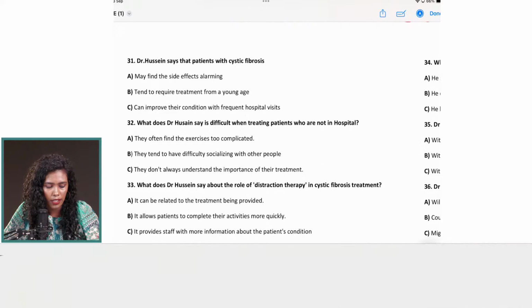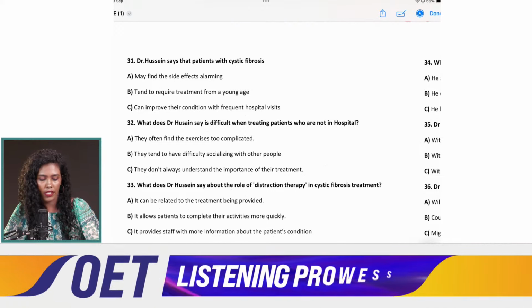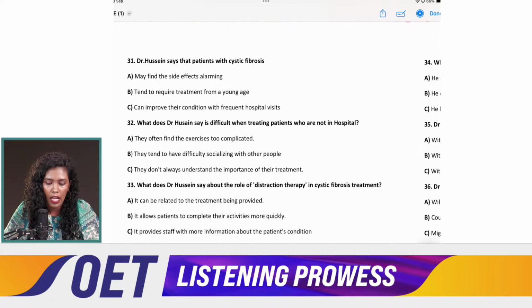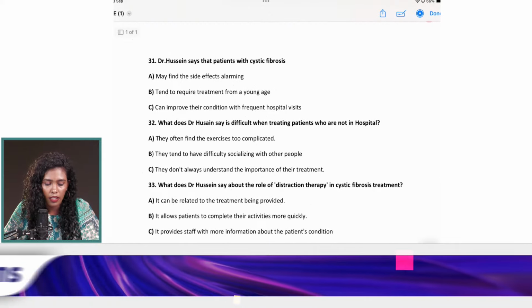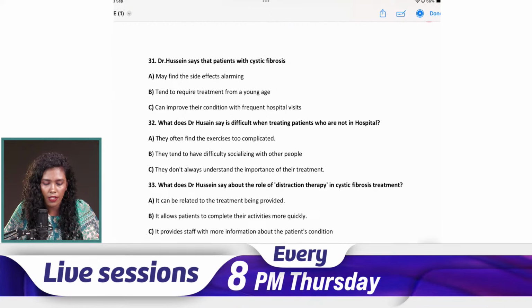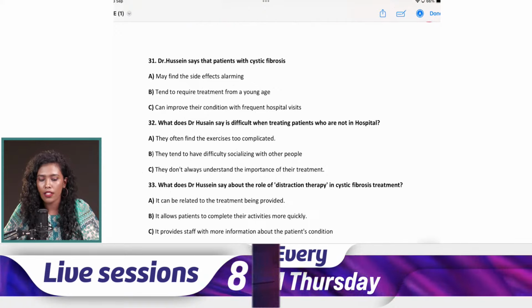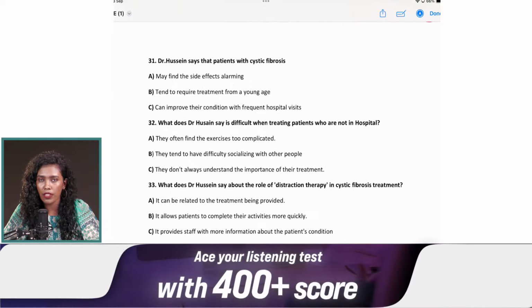So tell me the keywords, along with that, the type of question it is. So I would like to know regarding the same. So the question is, Dr. Hussain says that patient with cystic fibrosis. So basically, the doctor is trying to say something related to the condition of this patient.